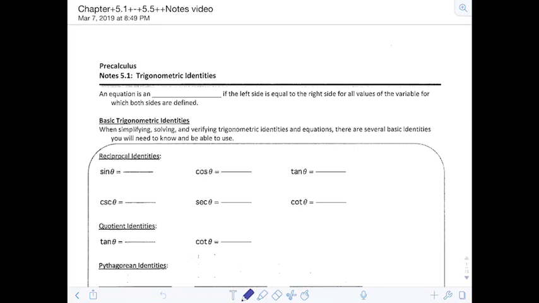Okay, we're going to start Chapter 5, Trigonometric Identities. So in 5.1, we're going to learn all of the basic identities, and then we're going to put them into practice. So let's first get through what they are.